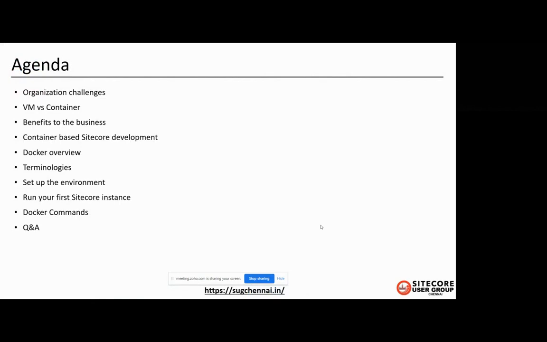So this is the agenda for the session. We'll start with organization challenges. Then we'll see what is the difference between VM and container, what benefit it brings to the business, container-based Sitecore development. Then I'll cover Docker overview and its terminologies. Also, we can see how to set up the environment and run our first Sitecore instance on containerization. Finally, I'll show you some CLI commands. Then we can close the session with Q&A.